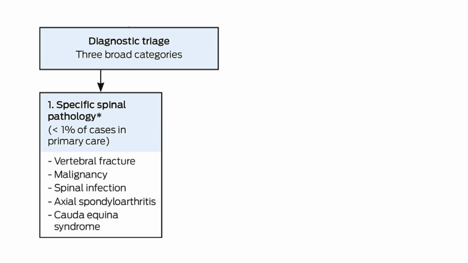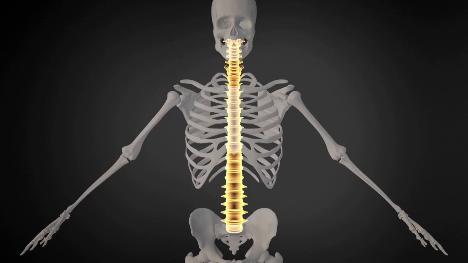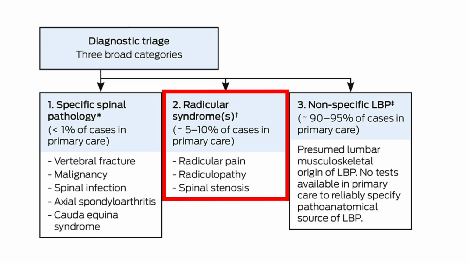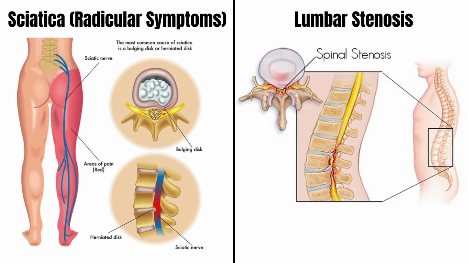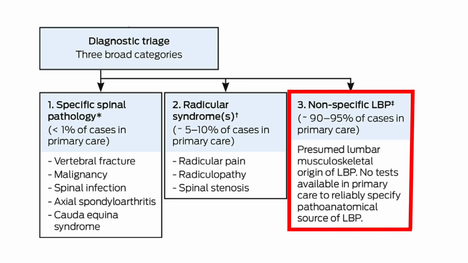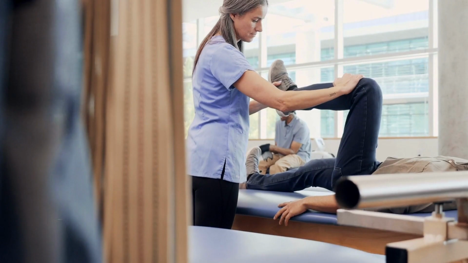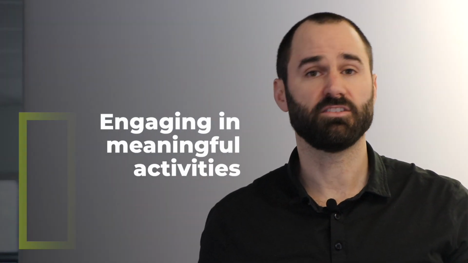So the first is any specific spinal pathology, and this approximately makes up about 1% of all cases. This could include, but is not limited to, fractures, malignancy, infections, or axial spondyloarthropathies, and often these are medical emergencies. The second subgroup is radicular symptoms, and this approximately makes up 5 to 10%, and this is where there's nerve root irritation or compression. But again, for this subgroup, you must have leg symptoms. And then the last subgroup is the non-specific or mechanical back pain, and this approximately makes up about 90% of all cases. And again, a tissue is irritated, but we don't have any valid or reliable tests to identify which tissue it is. Engaging in meaningful activities and exercises is very important.